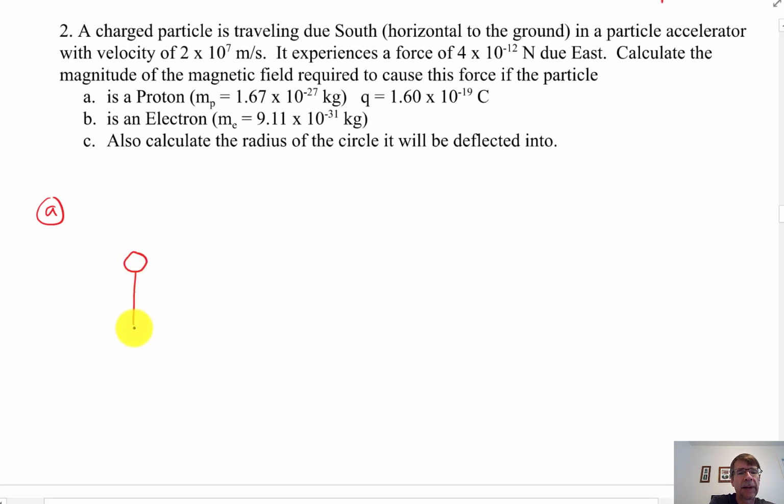Okay, south is towards the bottom of the page. So the velocity here is towards the south. It says it has a force that's east. So in this circle, I want to have B. The question is, is B towards the ceiling or towards the floor? Do I put a dot or an X? You always put a dot or an X in that circle.